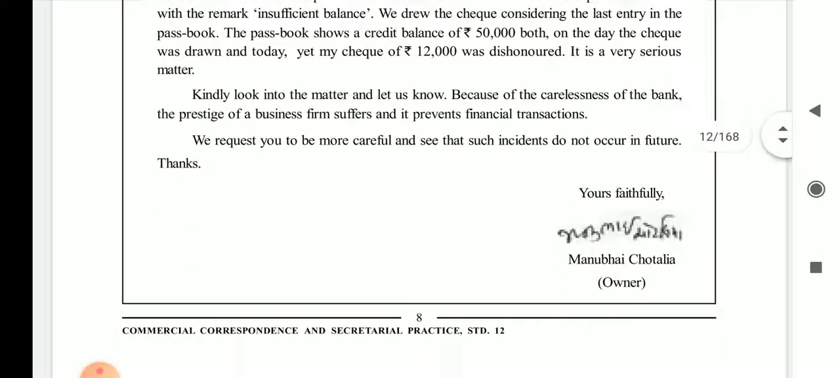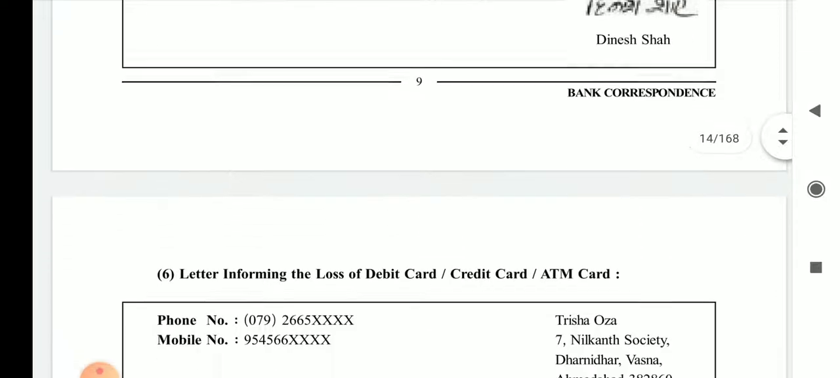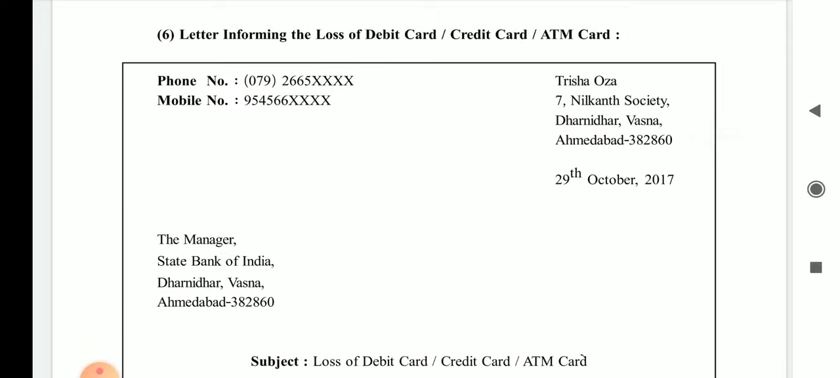And then we learned about the credit card and debit card facility. If a person requires a debit card or credit card facility, then he writes a letter to the bank, and the writer is Dinesh Bhai Shah. Now the next letter which we will learn in this video lecture is the letter informing the loss of the debit card, credit card and ATM card.